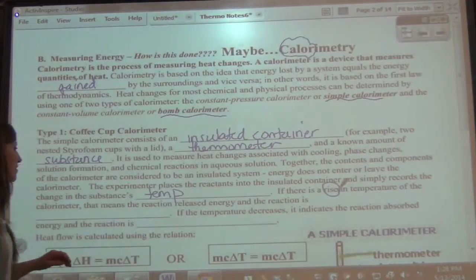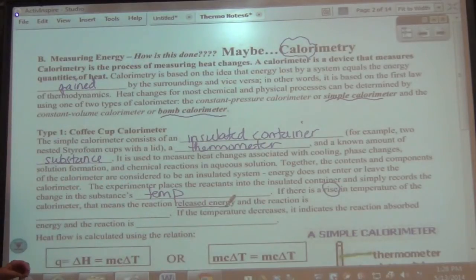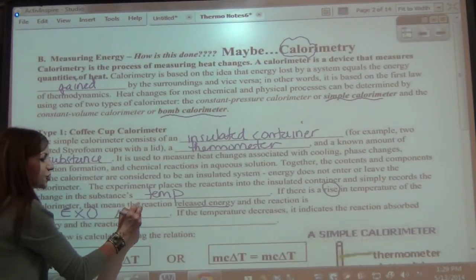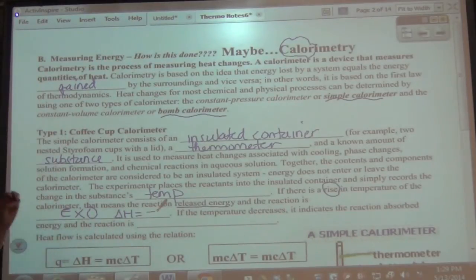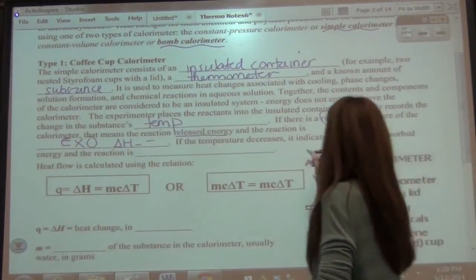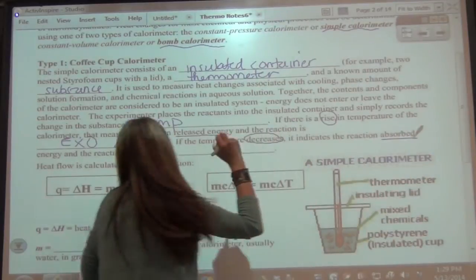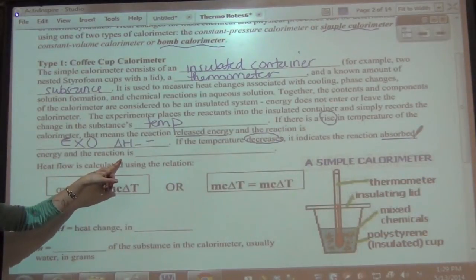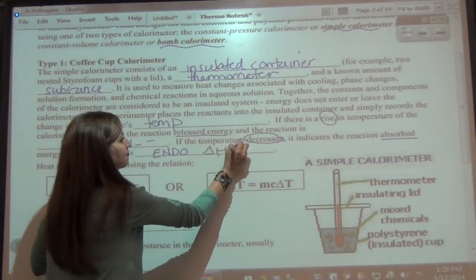If there's a rise in the temperature, circle the word rise. That means the reaction released energy, so we would call that exo. That one's exothermic. And remember, if it's exo, your delta H is positive or negative? It lost it. Negative. Very good. If the temperature decreases, circle the word decreases, it indicates the reaction absorbed, so I'm going to underline the word absorbed energy, and the reaction is now endo. And so we would say delta H is positive.